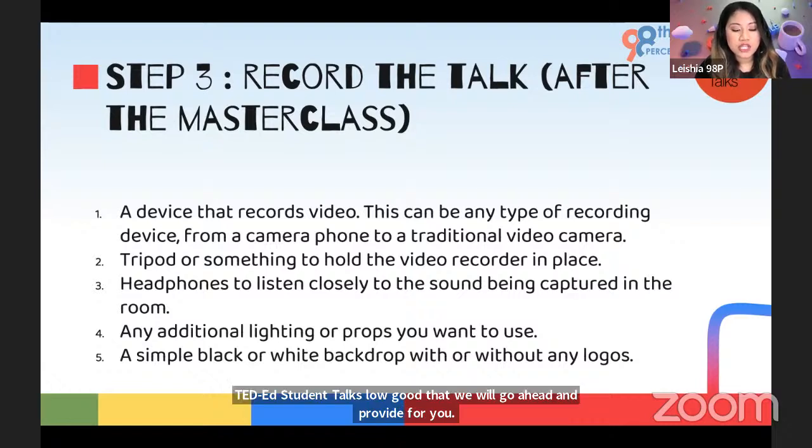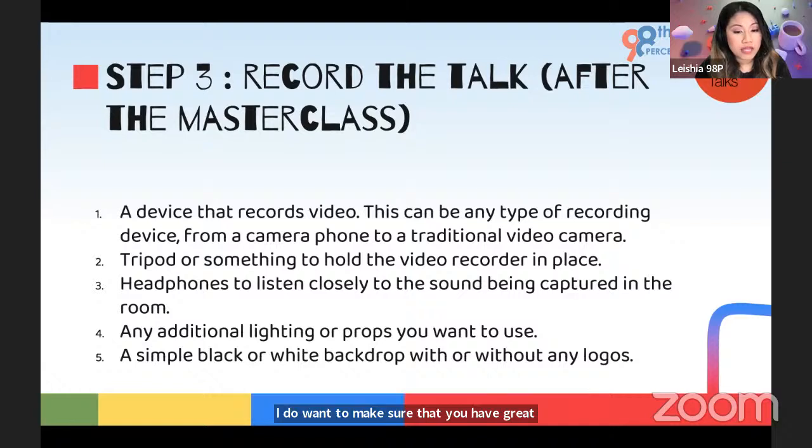I do want to make sure that you have great audio. Okay, if you had dropped your phone in water and you know it's not in the best condition, maybe you shouldn't record with your phone. So you want to make sure you use a device where your voice will be heard.